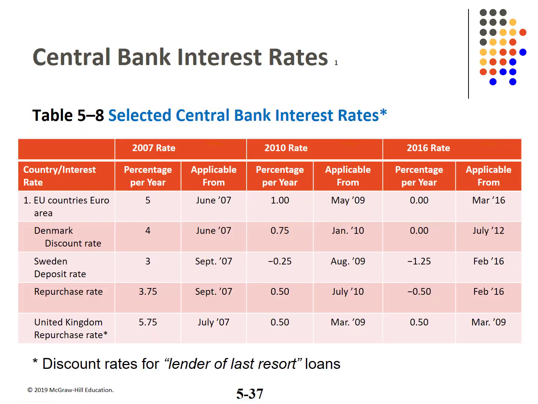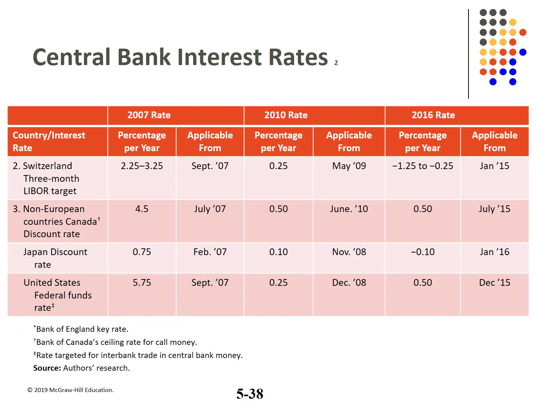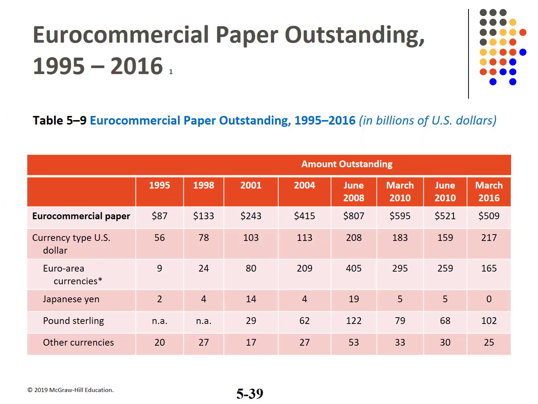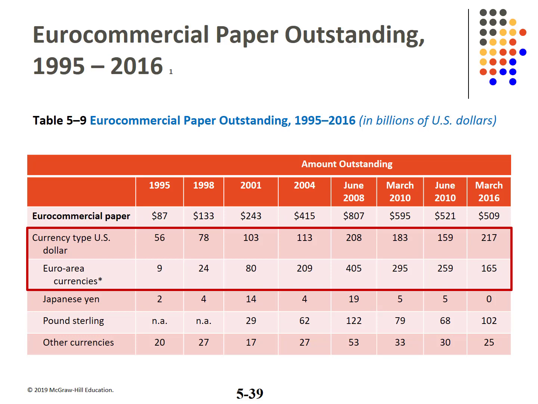While these rates are now 4 years old, they do give some indication of the variance among countries. Continuing the chart from the previous slide, note the negative rates. This chart details the Eurocommercial paper market through 2016, a total of $509 billion. The market as of today, July 2020, is estimated at $1.2 trillion. As you can see, the majority is in U.S. dollars and euro currency-based paper.